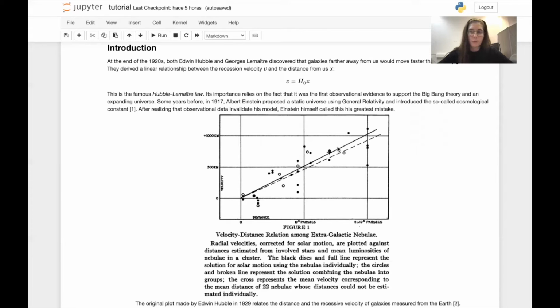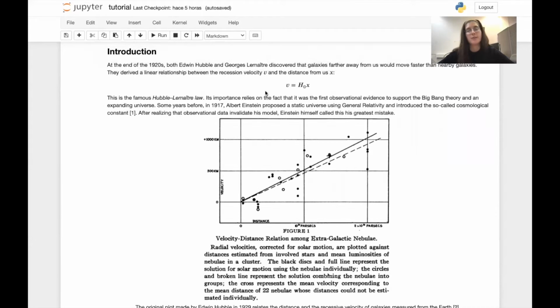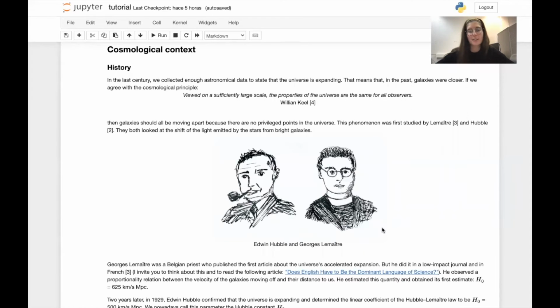Actually, some years before, Albert Einstein published his famous paper about general relativity in which he proposed a universe that was static. So the Hubble-Lemaitre law would tell us that the velocity of galaxies is proportional to the distance they have from Earth multiplied by a constant that is called the Hubble constant. And they both estimated this value. And the interesting thing is that even though today we have different results for this quantity, locally, this law still works. So let's talk a little bit about the cosmological context and the history of these discoveries.